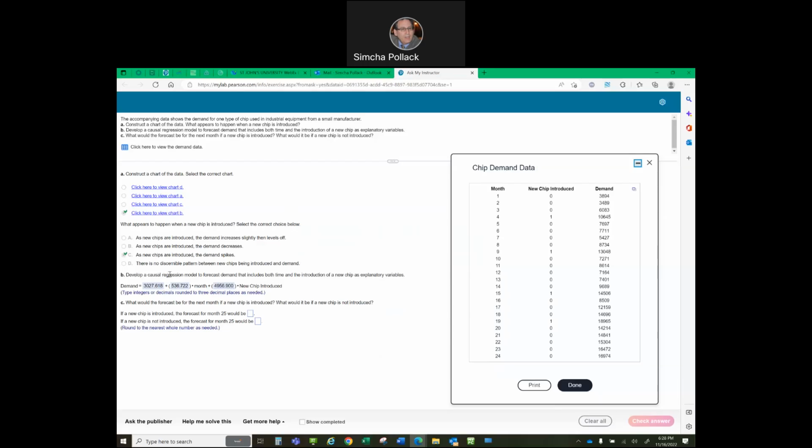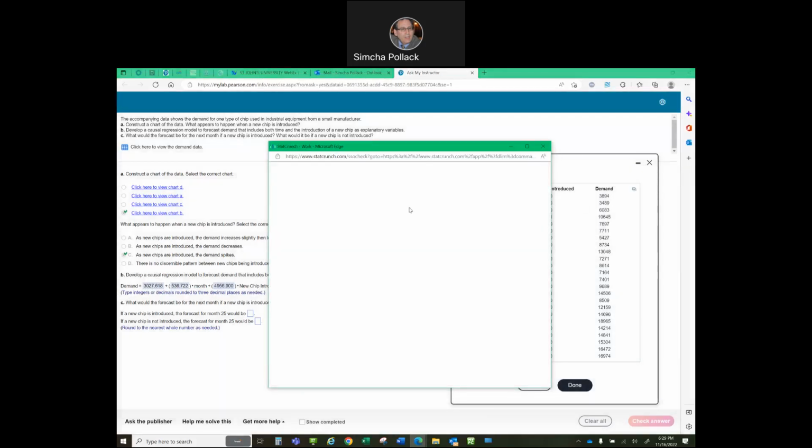Now develop a causal regression model. The word causal, by the way, is controversial. I won't get into that right now. It's never clear what's the cause and effect here, unless you do a controlled experiment or some other more advanced techniques. Anyway, they want you to introduce a model where you have 3 variables, namely the month and the new chip introduced. Let's open that in StatCrunch, my preference here.